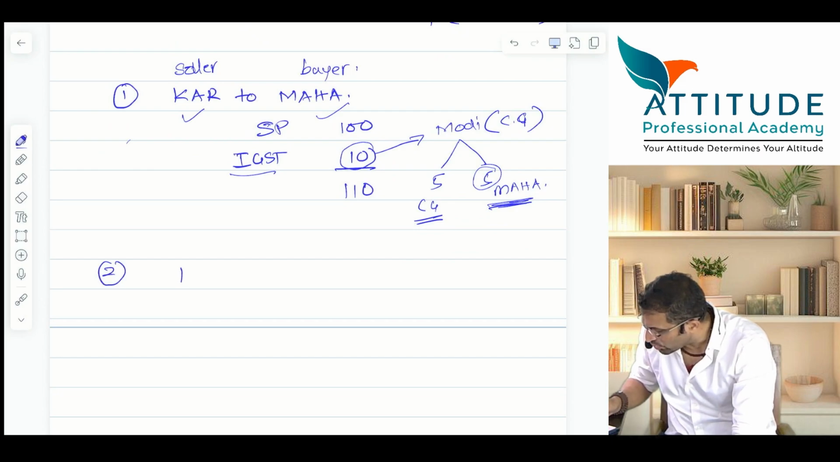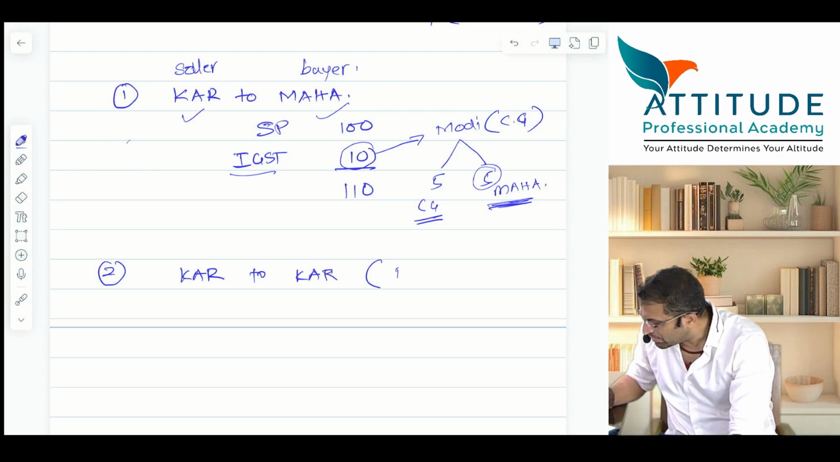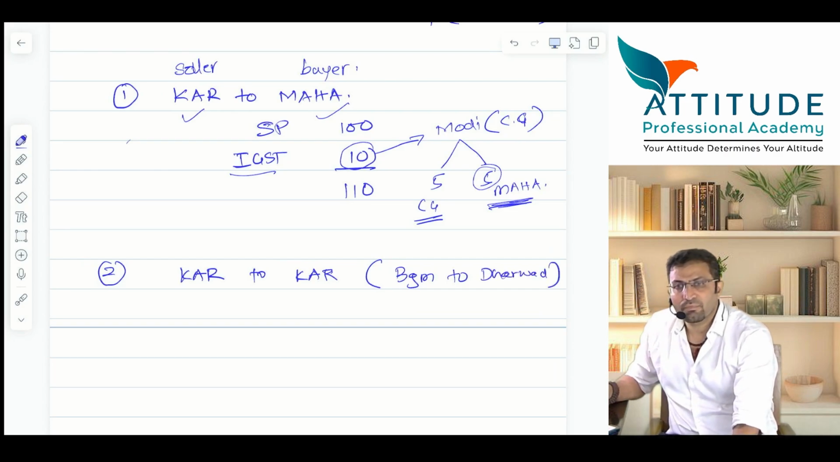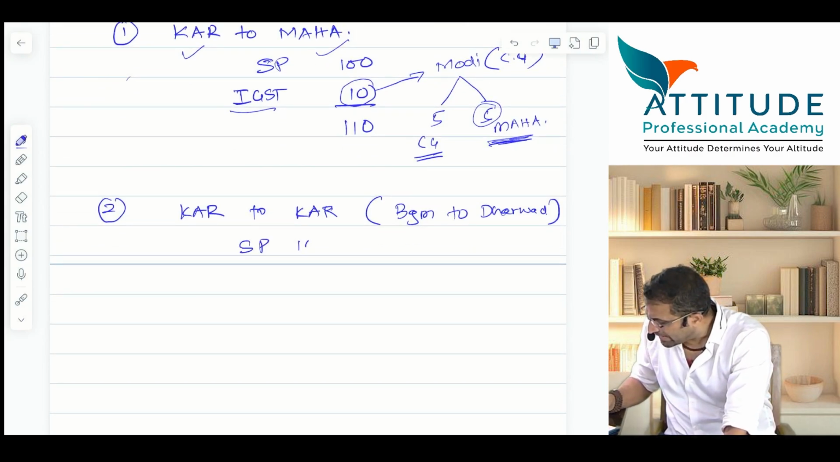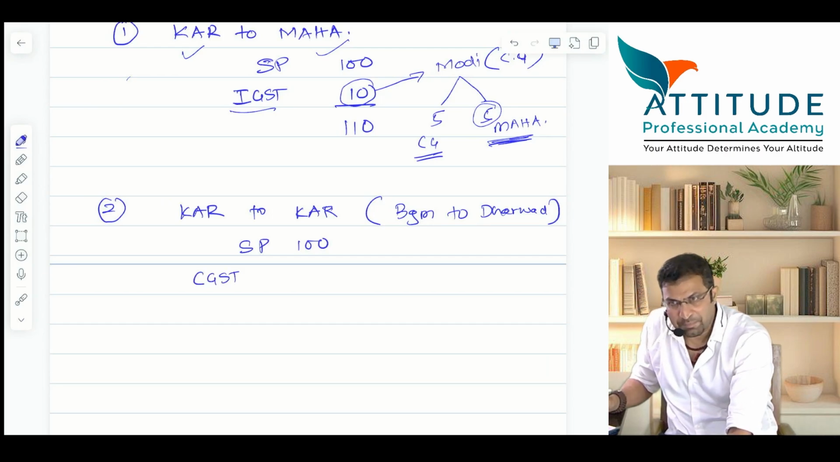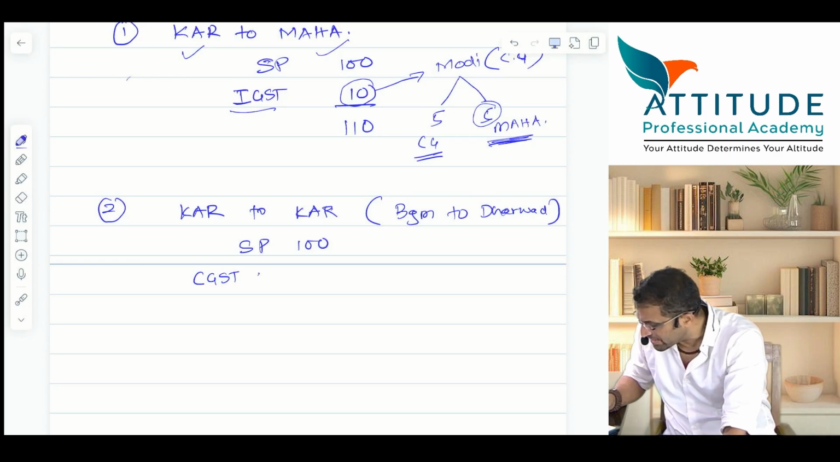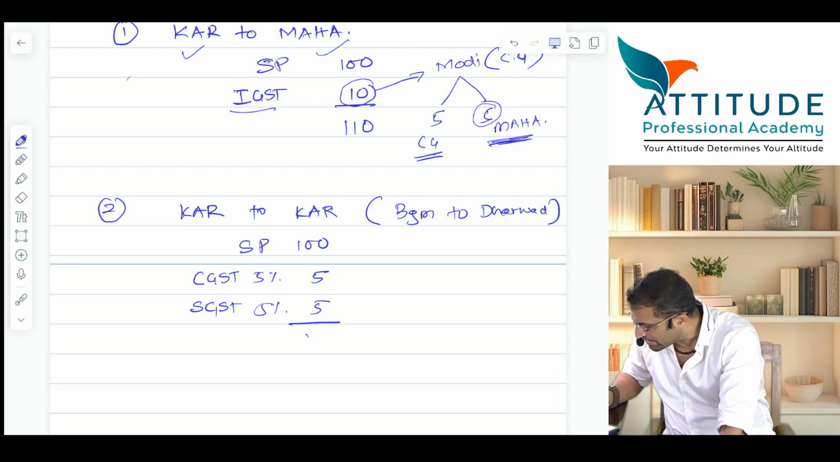Sir, goods are sold from Karnataka state to Karnataka. Example. Belgaum goods are sold to Dharwad. Dharwad and Belgaum both are in Karnataka. Now tell me, if the selling price is 100, what should we apply? We'll apply CGST, assuming the total is 10%. 5% will be CGST. And SGST, how much? 5%, 5 rupees. Total is how much? 110.